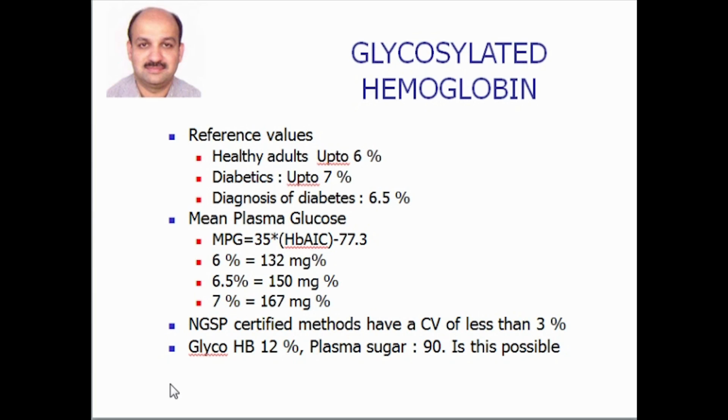Many times we get a result where the glycosylated hemoglobin is 12% and the plasma sugar is only 90. Is this possible? It is definitely possible. What happens is that let's presume we have a patient who has never been diagnosed with diabetes. He gets diagnosed as a new patient and starts treatment. After 1 month, he comes back for testing. At that time, the plasma sugar will be normal. However, glycosylated hemoglobin, which is a measure of the average of the last 3 months of glucose, will still come high because in the previous 3 months his blood glucose was high.